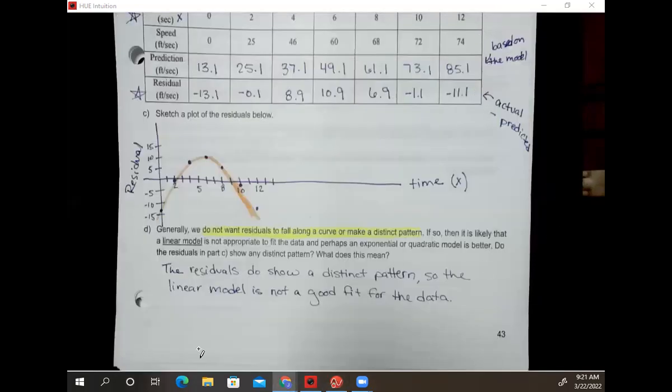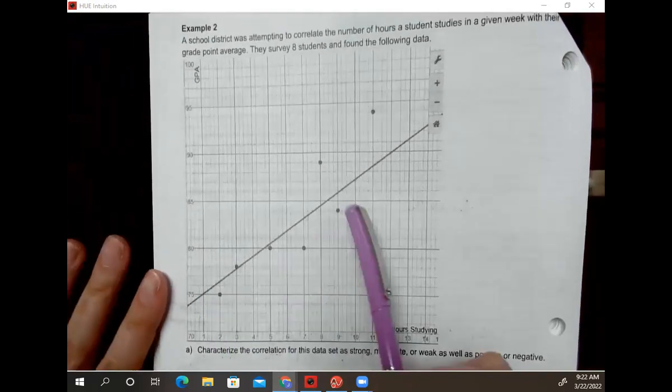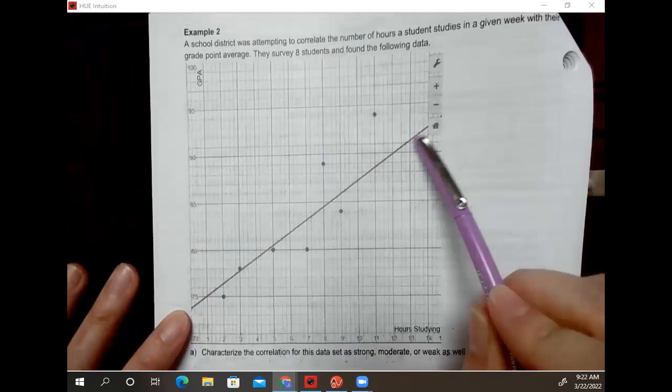Let's take a look at another example of a residual graph. So turn the page for me. And this time we've got the scatter plot with that best fit line already on our paper. Okay. And so for this next example, we're not going to algebraically find those differences. We're going to find them on the graph. There's going to be a little estimating here. That's okay. So we've got our points here, our scatter plot, and then our best fit line here.